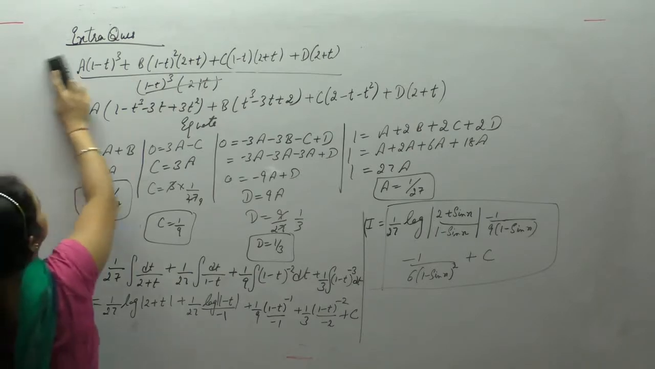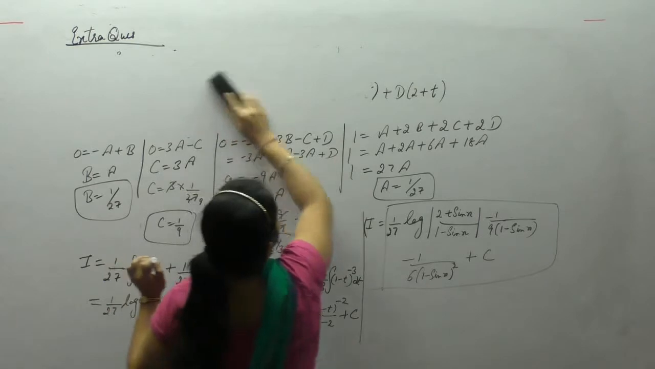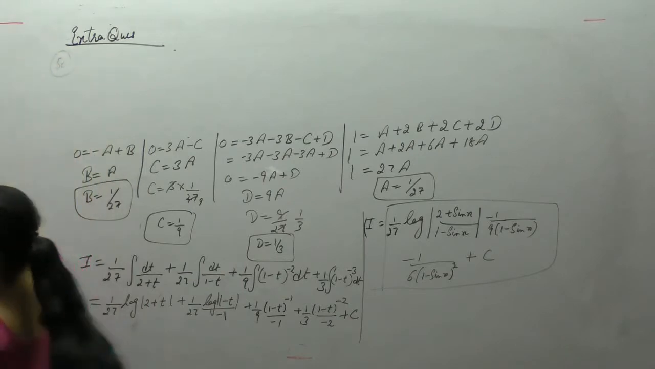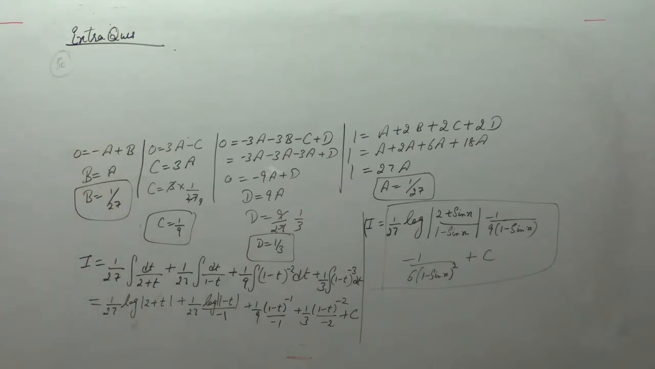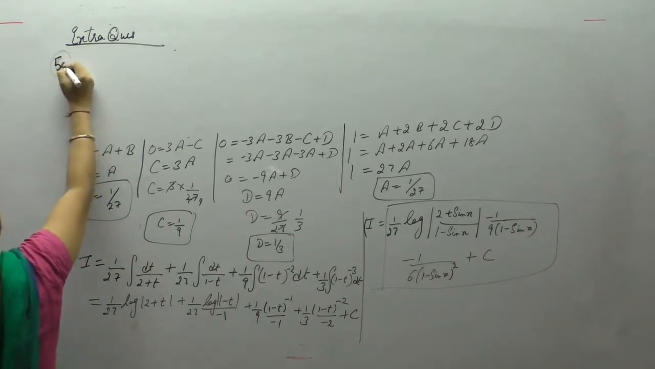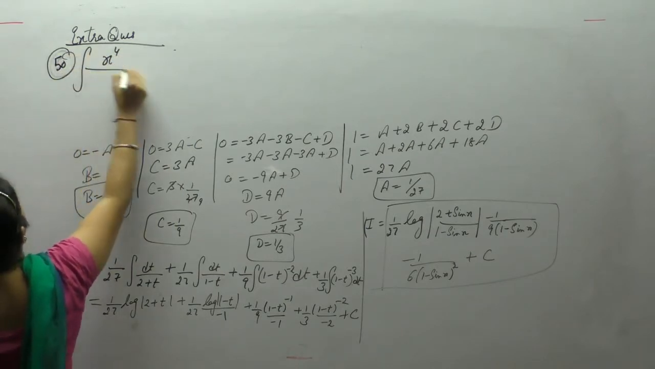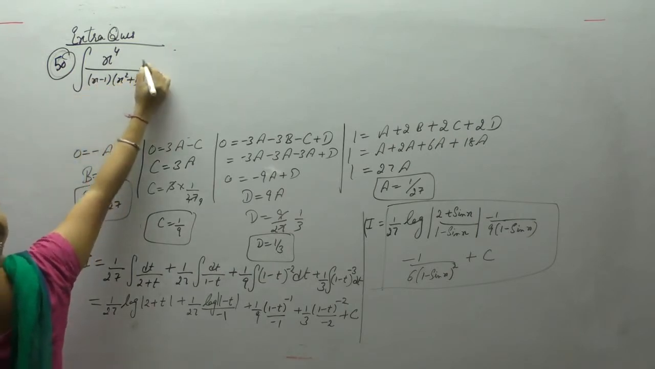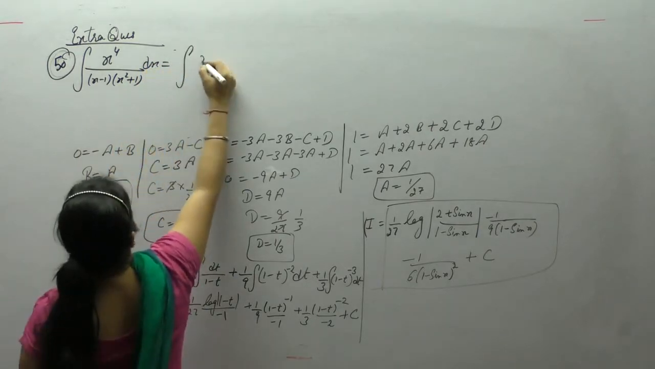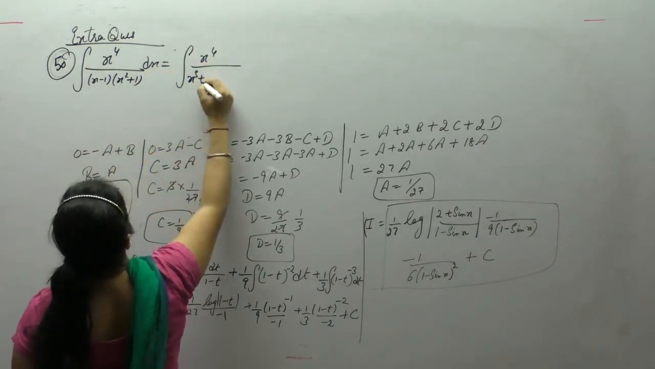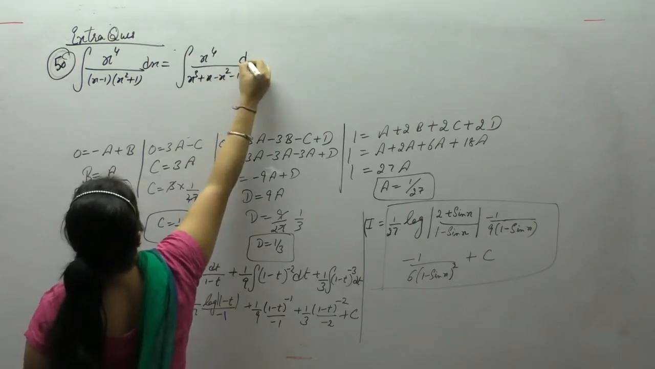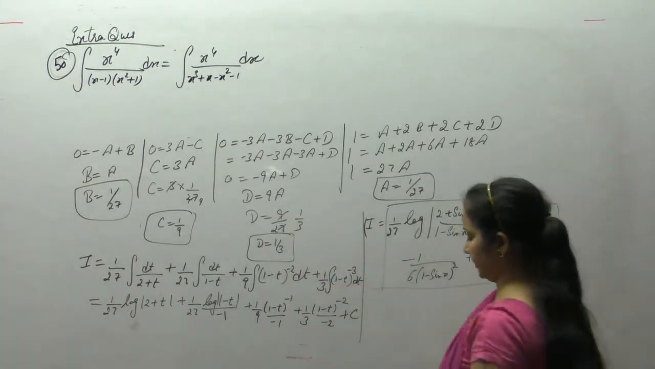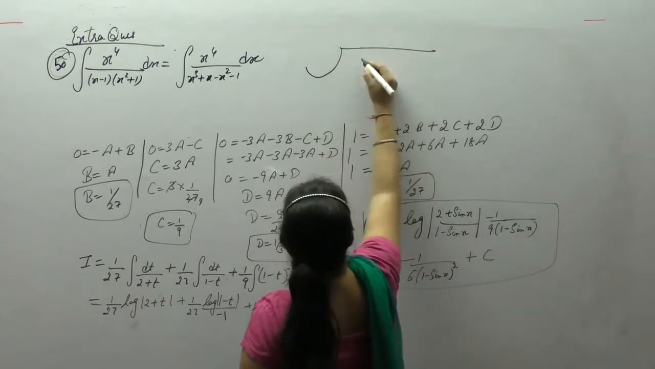Now the next one is integral of x4 upon x minus 1 x squared plus 1. Now first open the brackets in the denominator. X cube plus x minus x square minus 1. Now degree of numerator is greater than the degree of denominator. So first divide these polynomials.